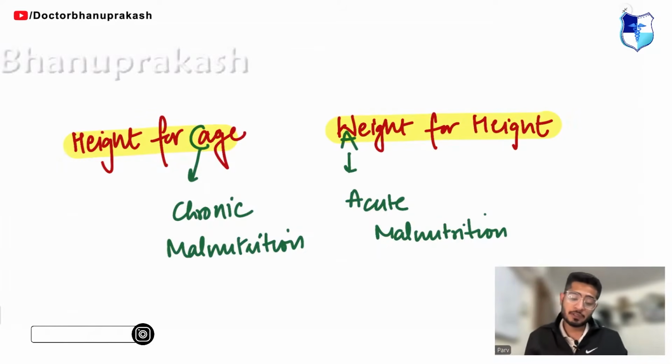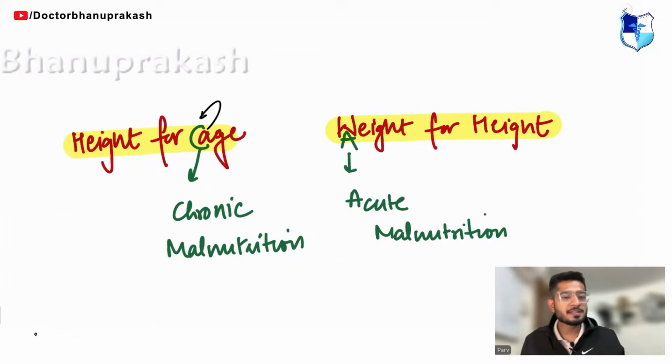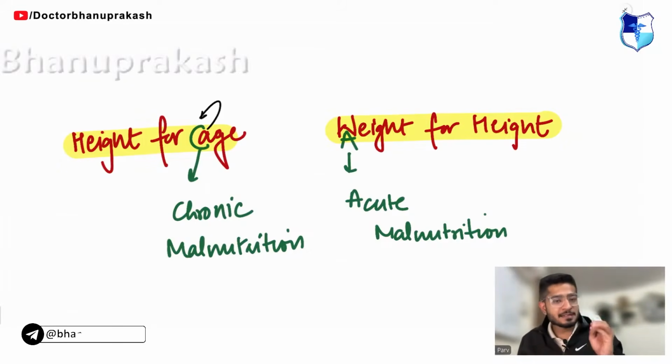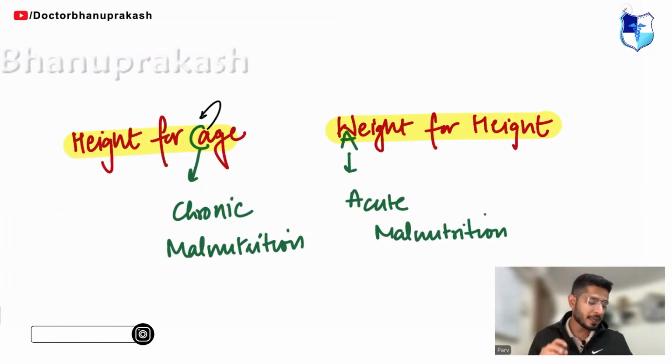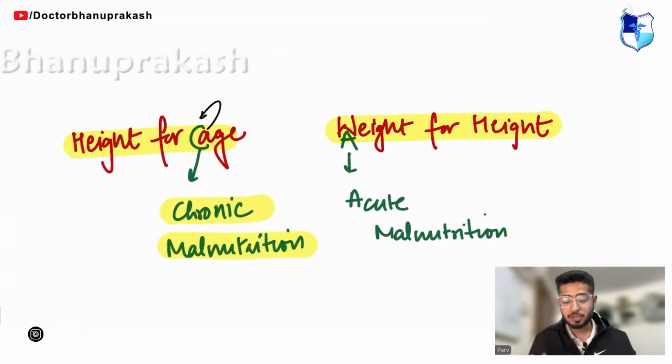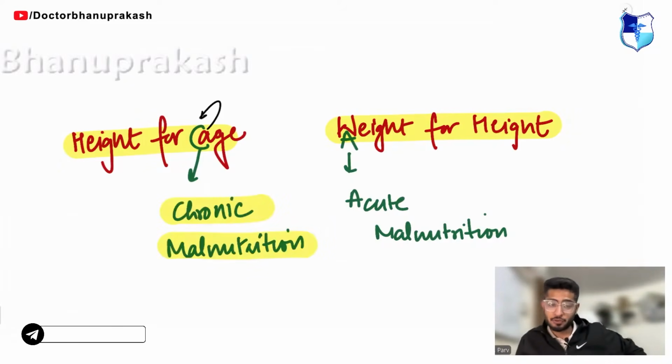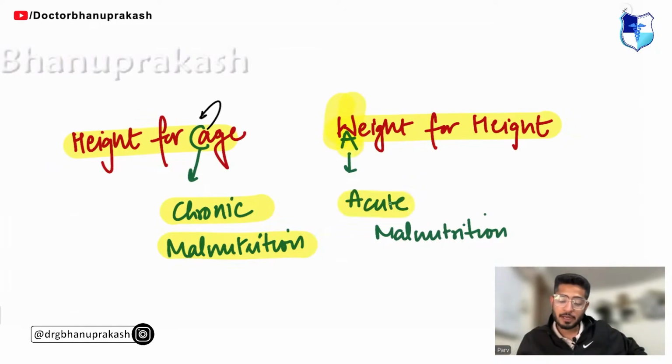Now height for age. Can you see this, height for age, A and C are looking very similar? Since the A and C are looking very similar, remember C is for chronic malnutrition. So height for age is similar to C, and C is for chronic malnutrition. Whereas weight for height has this W, and W has the space for the formation of A. So weight for height is actually the acute malnutrition.